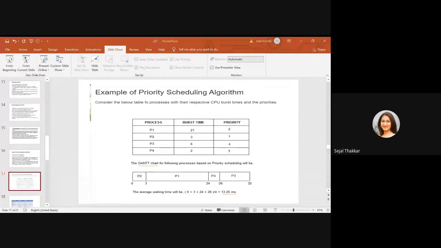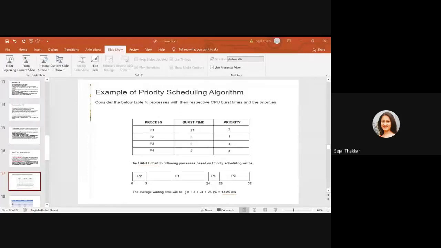The first criterion for the example is arrival time. The process which arrived first will go for execution first. But here arrival time is not given, so I'm taking arrival time 0 for all the processes. So all the processes have already arrived at time 0. Now we need to check the second condition, that is the priority. Priority 1 means highest priority, and it is of process 2.